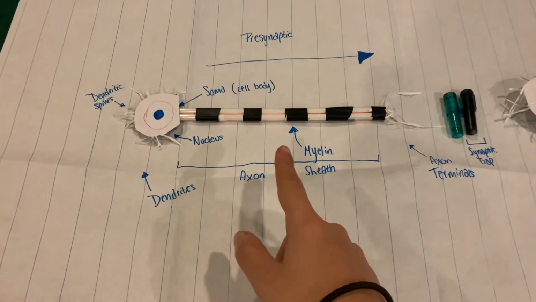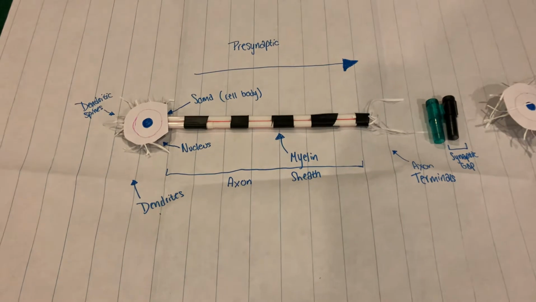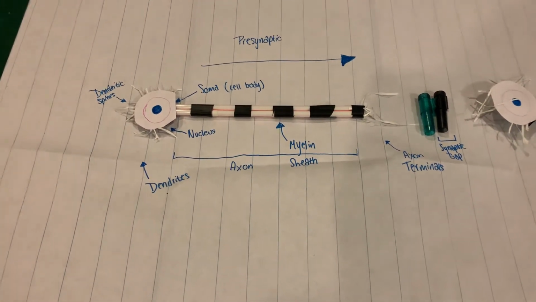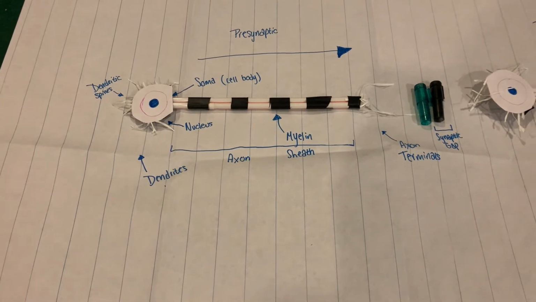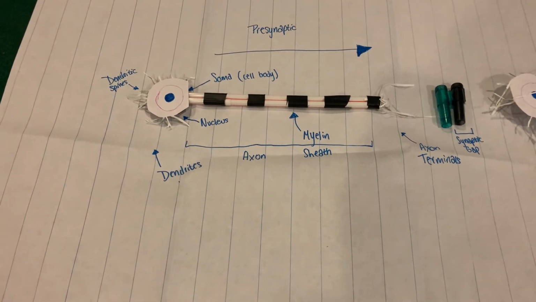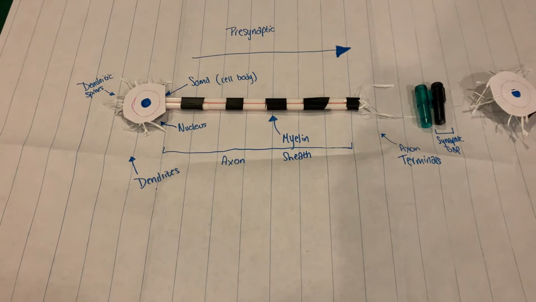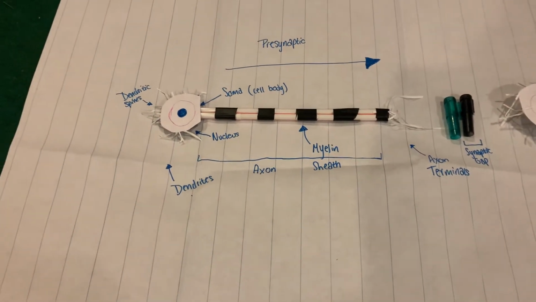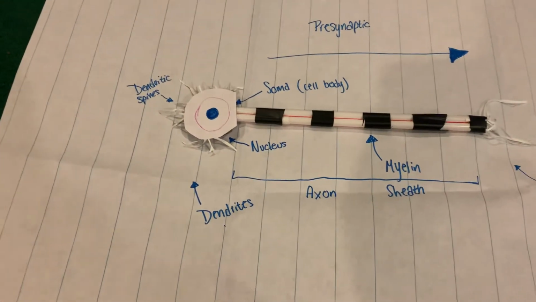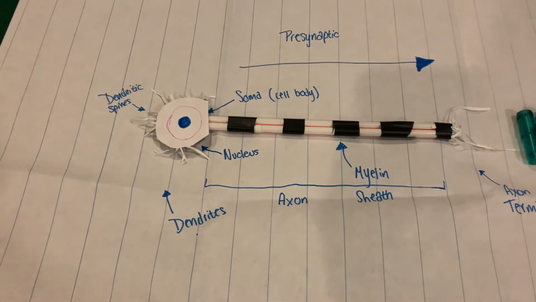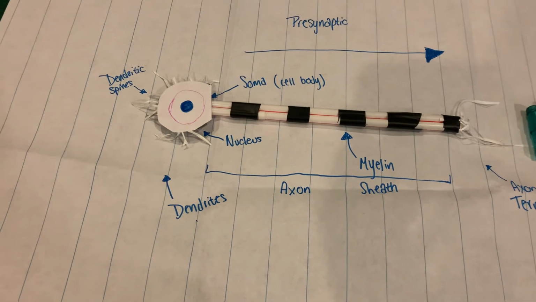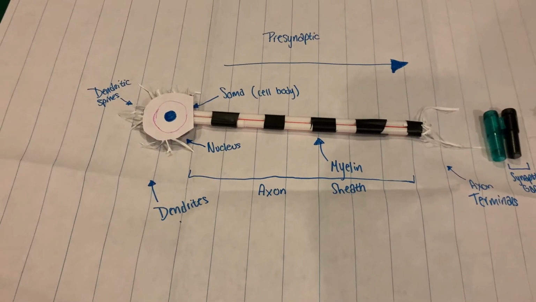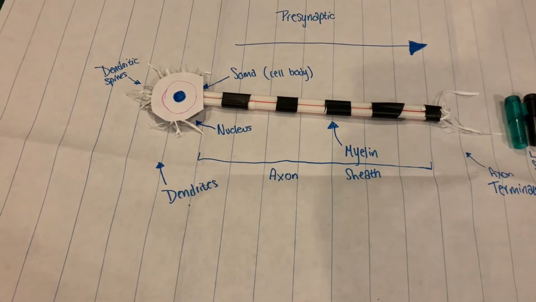And traveling up here, the axon, which is represented by the straws here, what the axon does is that it carries information to other cells, and it is protected by a fatty tissue called the myelin sheath, which is represented by this black tape. And moving up, we have the soma, or in other words, the cell body, and it contains the nucleus, which manufactures substances that the neuron needs for growth.